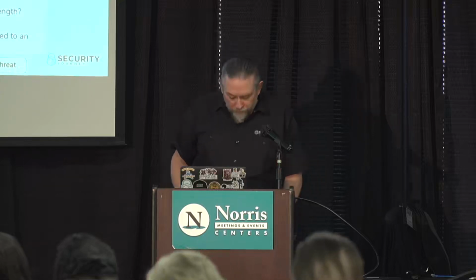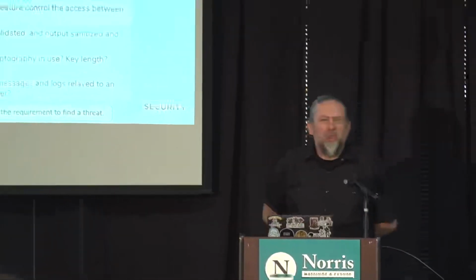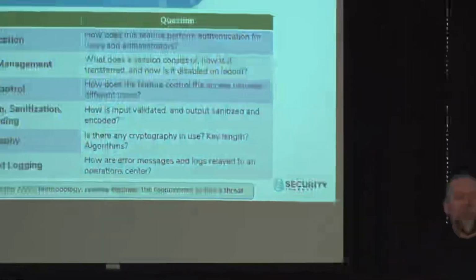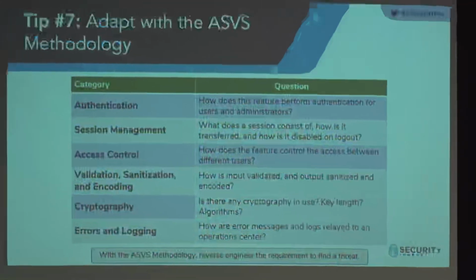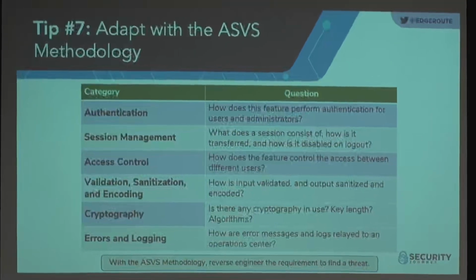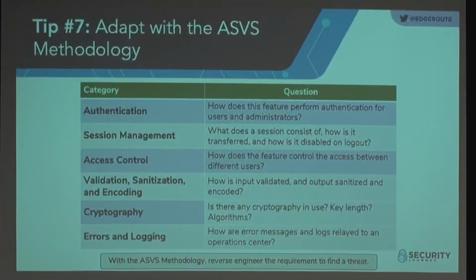So tip number seven here is adapt with the ASVS methodology. I'd like to say that I invented this, but I didn't. Somebody in the OWASP world used to call it, what do they call it? Application security. It was a threat modeling thing, and the last reference to it was like 2006 or something, but really all they were talking about was taking a requirement and pointing it back towards the threat model. And so as I was reading, I was like, I'm going to just call this the ASVS methodology, because these are questions that I would ask at that whiteboard anyway.